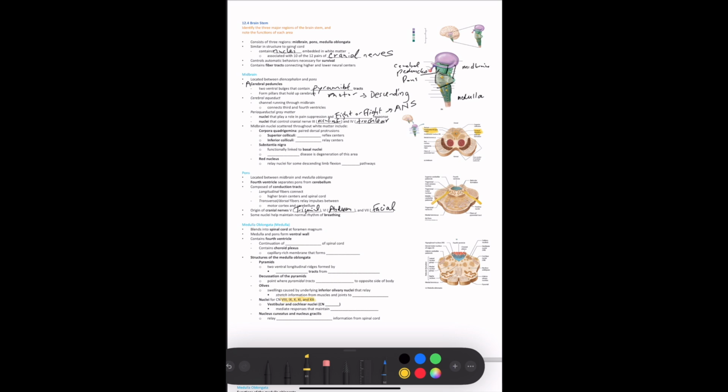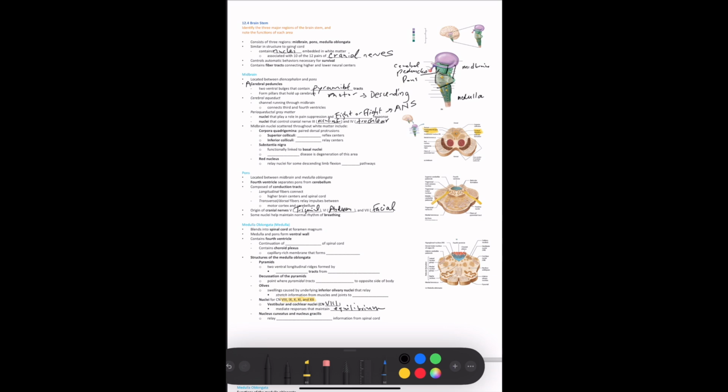One of the specific ones is the vestibular and cochlear nuclei. So the vestibulocochlear cranial nerve, that is cranial nerve number 8. And it's going to mediate responses that maintain equilibrium or our balance.